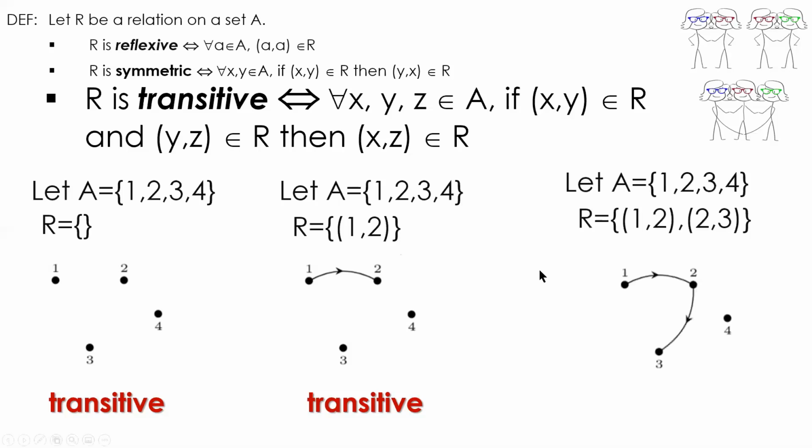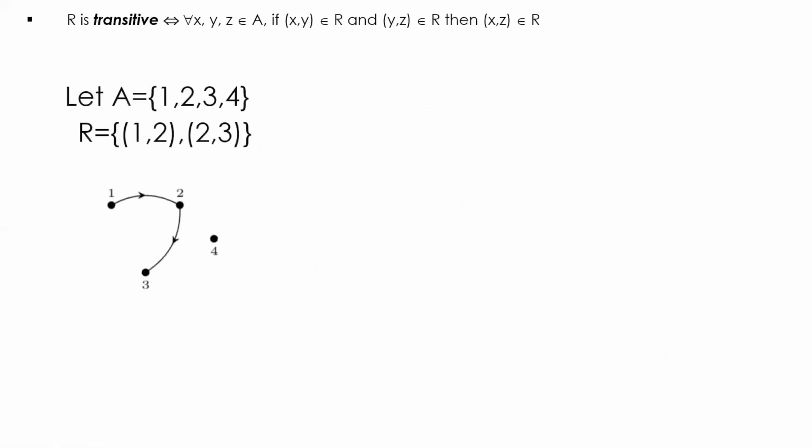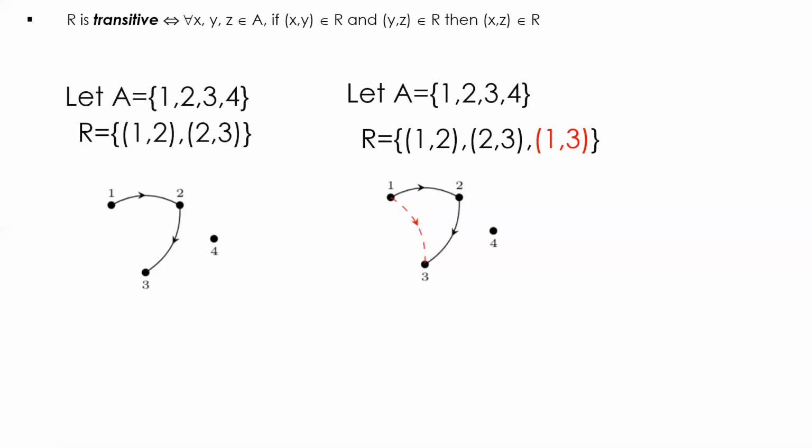So this one, I have 1 goes to 2 and 2 goes to 3, but I need a shortcut here for it to be transitive. So this one is not transitive. Let's see, I need a little bit more space for this. Here we are. So I need that shortcut in my path for it to be transitive. By adding (1, 3), I now have 1 going to 2, 2 going to 3, but with the shortcut 1 going to 3, it is now transitive.